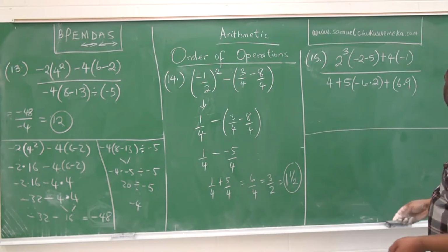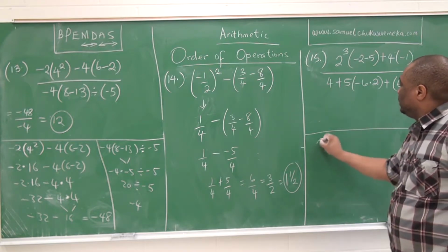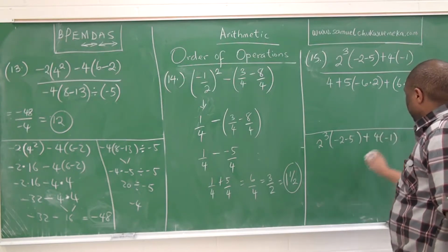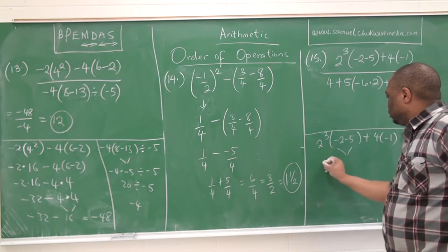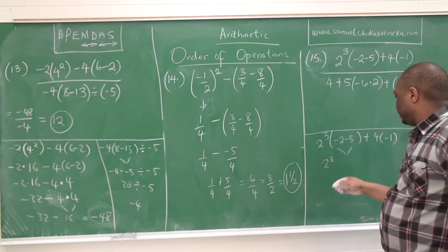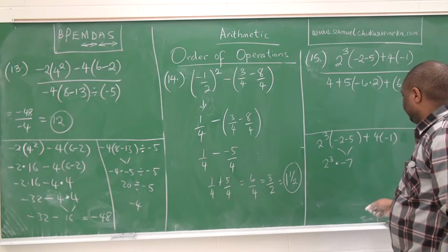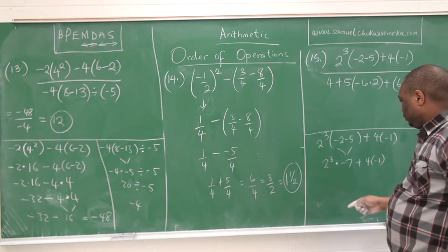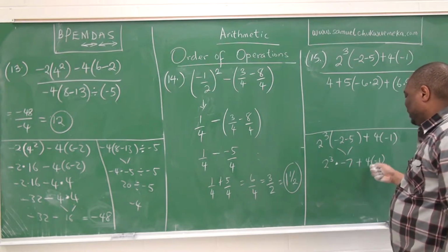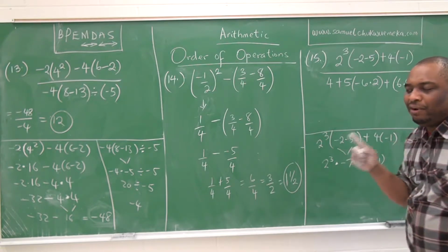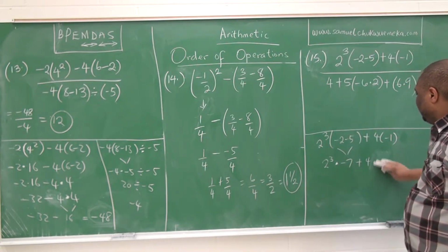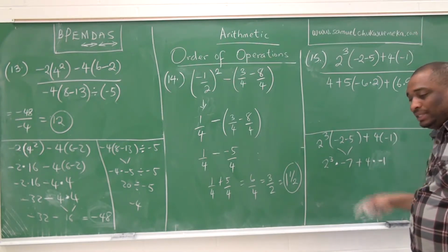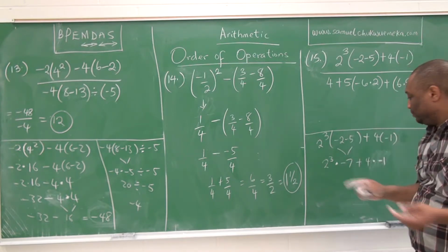Let's do the numerator first. This is 2 cubed, negative 2 minus 5, plus 4 times negative 1. This first will be 2 cubed times negative 7, right? The parenthesis comes before the exponent. Plus 4 times negative 1. It doesn't matter here. When you see 4 parenthesis negative 1, it actually means 4 times negative 1. Like I said, when only one person is there, remove it. I know it's negative.